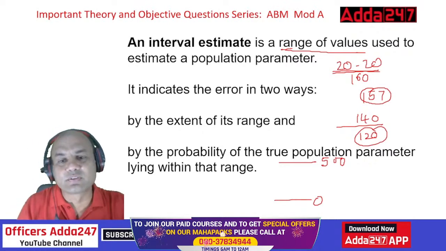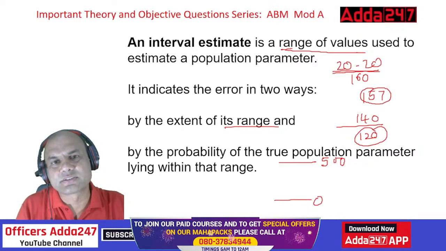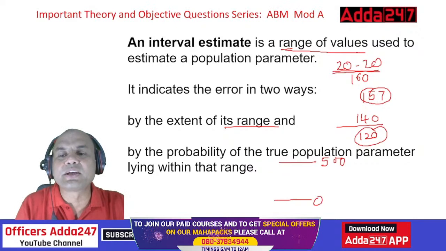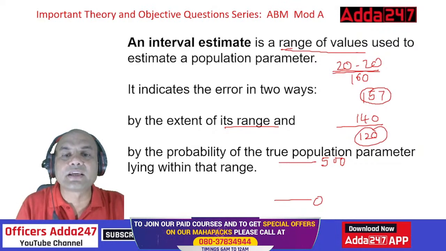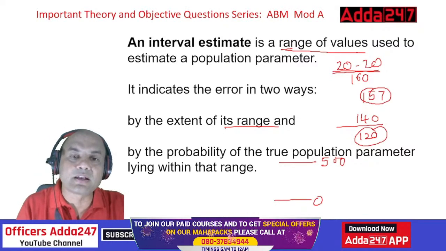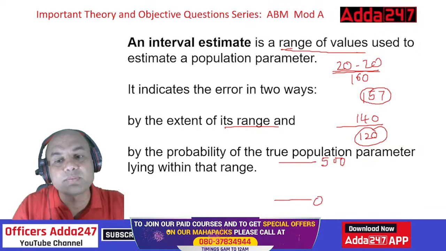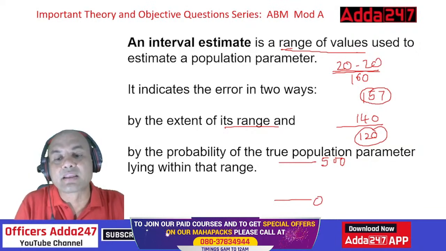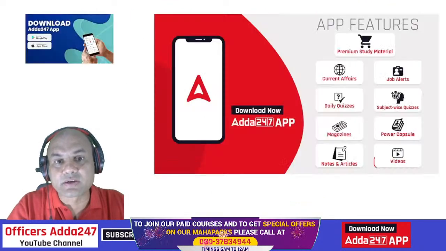The extent of its range. Look at this extent of its range. It's useless, right? Such estimates, 157 will definitely lie in between, isn't it? So the range of the estimate should be somewhere near and somewhere logical. So this indicates the error in two ways. One is the range, meaning 140 to 160, not 0 to 500. And second is the probability of the true population parameter lying within that range, isn't it? This was an important part to explain. And confidence interval means the probability that my answer will lie within this range. That is known as the confidence interval.